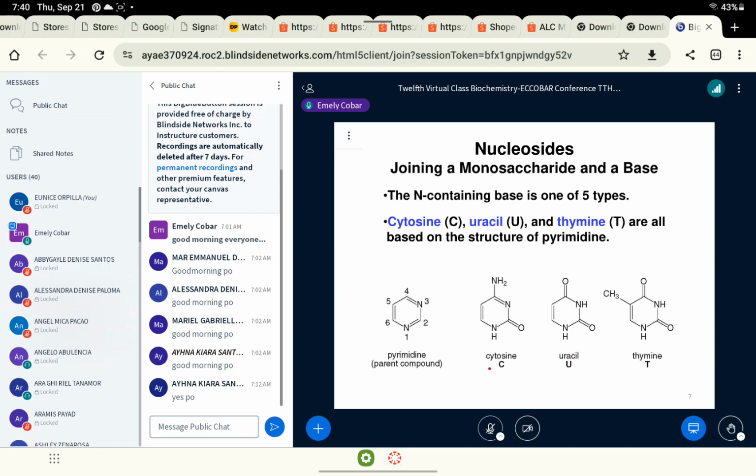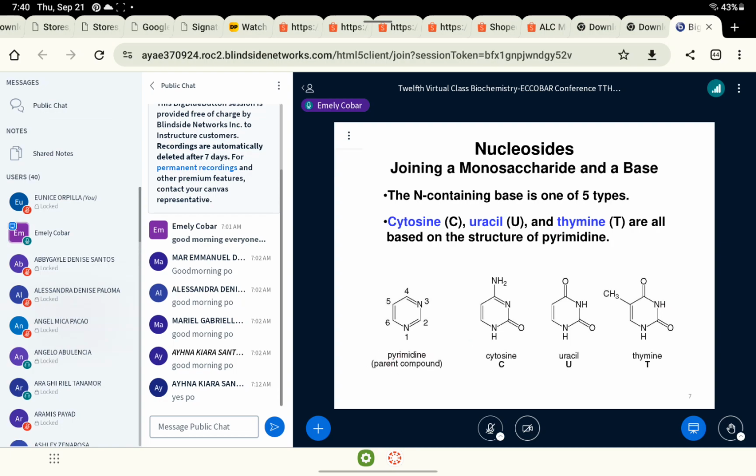We know that in DNA, cytosine is present, so cytosine connected to deoxyribose, we add the prefix: deoxycytidine. Likewise, deoxythymidine, because thymine is present in DNA. There is no uracil in DNA. So that is how we name the nucleoside, depending on where the base is derived from.